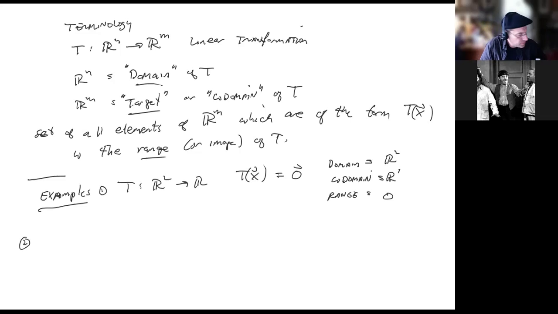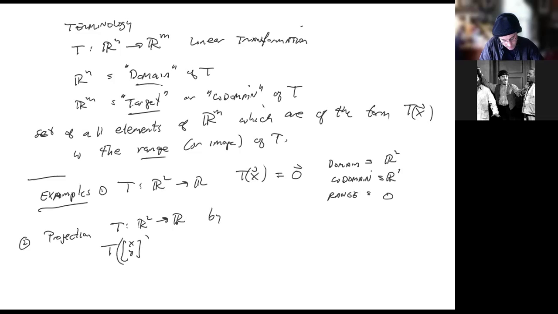Here's a different example of a linear transformation. It's something called a projection. So let's define T going from R2 to R by T of a two-dimensional vector (x, y) is going to be, let's just say, y. So this is called the projection onto the y-axis. So this is the y-axis projection.